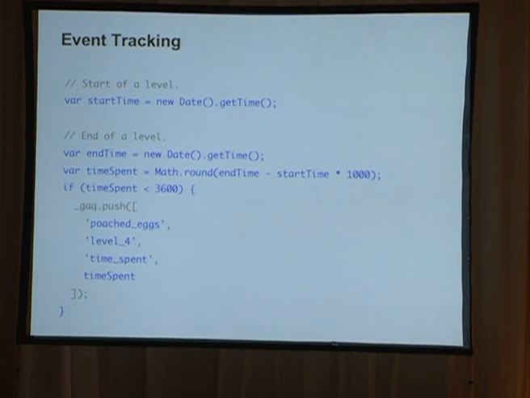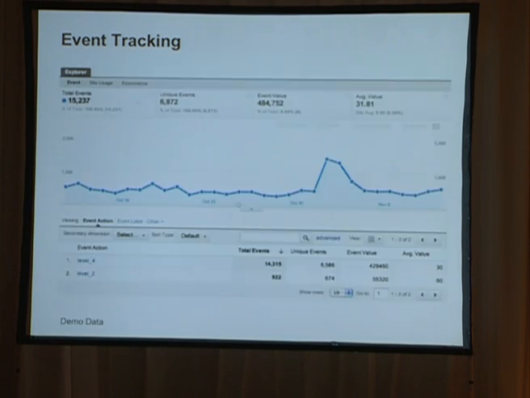And so in this case, we're passing an event that says the area of the game, poached eggs, the level 4, that we're tracking time spent, and we actually pass the numeric value. And so here, what's nice about event tracking is when we look in the reports at the bottom, we see the total number of times people have completed the level. But what we now have is this value. So we get the total amount of seconds people have spent playing this level. And then we get the average. So at the bottom, we see that level 4, on average, people spend about 30 seconds. And then on level 2, on average, people spend around 60 seconds. So using this number is a really great way to track time.